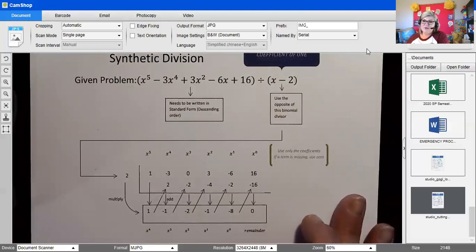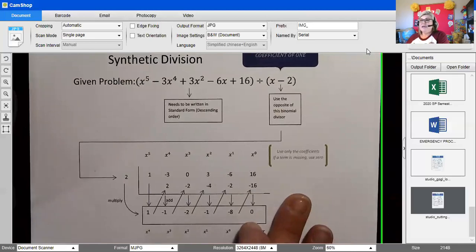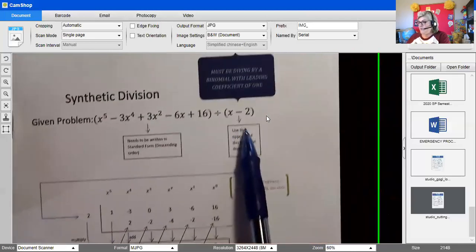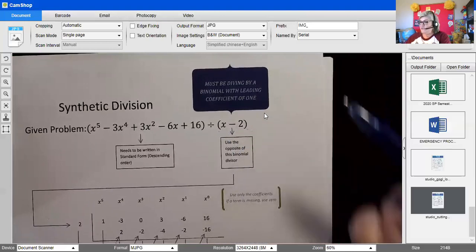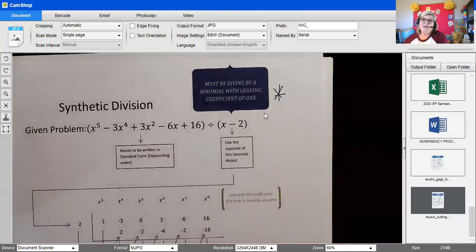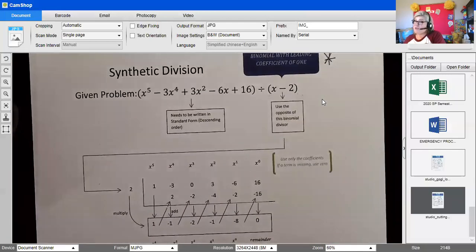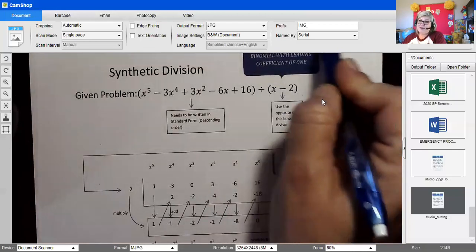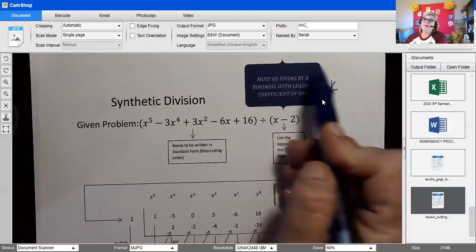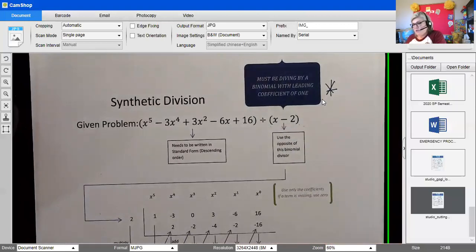One of the things that I do want to note on this example is two different things. Whatever you're dividing by, you can see right here, you must be dividing by a binomial with a leading coefficient of 1. If it does not have a leading coefficient of 1, you cannot use synthetic division. You have to do long division. All right, so very important. Might want to write that down on your notes, or at least if you print this out, put a great big highlight around that: must be dividing by a binomial with a leading coefficient of 1. All right, so this is your resource.